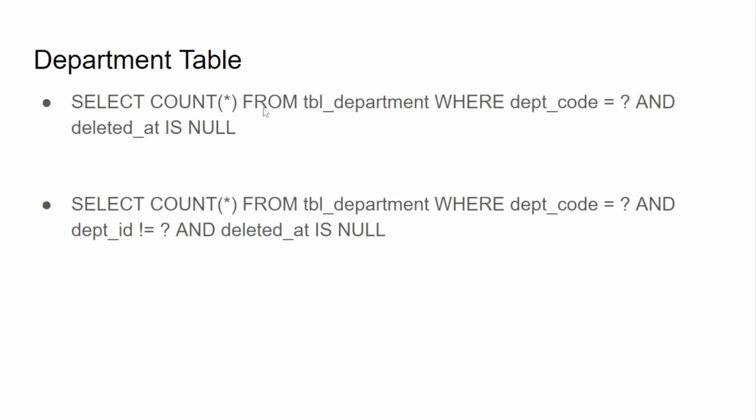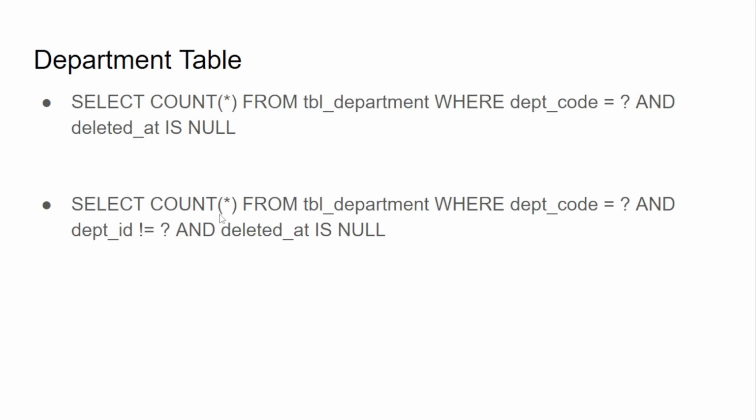we check the department code. For example, if we will add a new department code, this query makes sure that whatever department code that we're adding is not the same as the other previous department codes that are already part of the database. So it checks it, and it also checks if those existing department codes are not soft deleted.